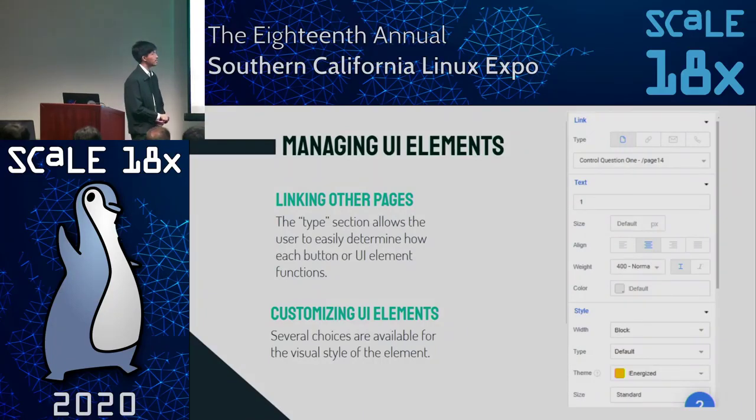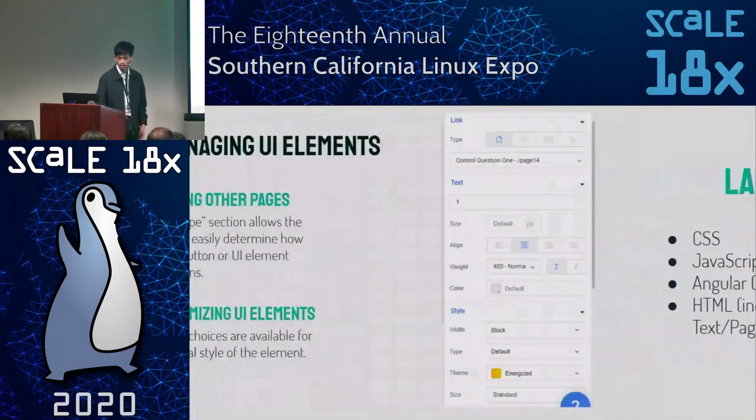Not only can you manage the pages, but you can also manage the individual user interface elements as well. This section allows you to click on each user interface element, and it'll bring up another menu on the right-hand side of the page that shows the type you want to use it as, whether you want to use it for linking to another page or linking to a URL. It'll also allow you to edit the text within it and edit the style as well. And the style can be the shape, what type of shape it's going to be, the color, the size, and the font of the user interface element.